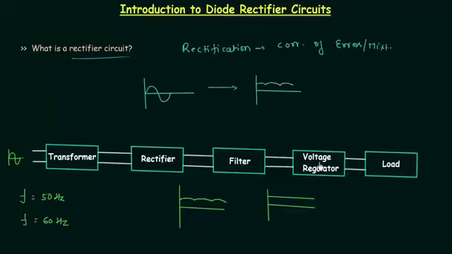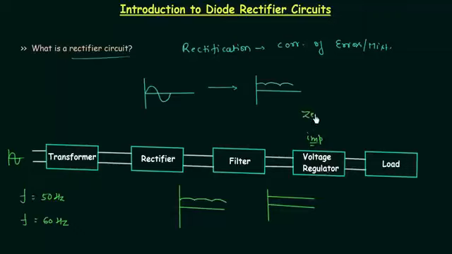The next block is voltage regulator. This is a very important topic in analog electronics. It regulates the voltage level even if load changes. This is the load, and if we change the load and we are using the voltage regulator, then also the voltage will remain the same.